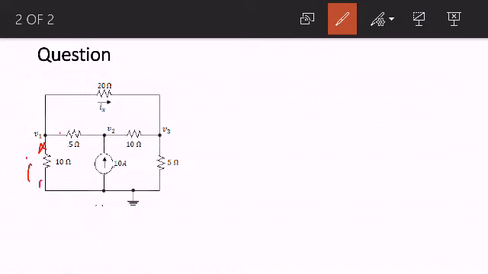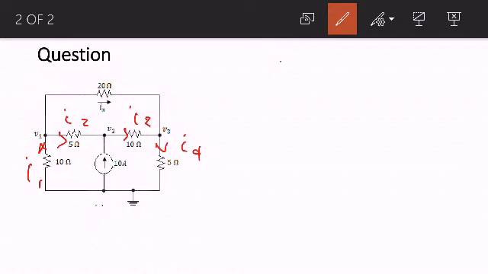We assume a direction that way, we call the current here I2, and we call the current here I3, and we call the current here I4, okay? So we now consider KCL in each of the junctions, then convert the currents to the nodal voltages. You can see the node voltages V1, V2, and V3. So we start with node 1.